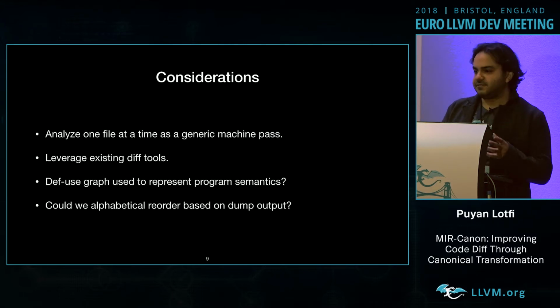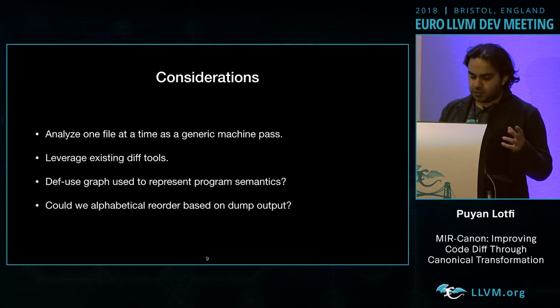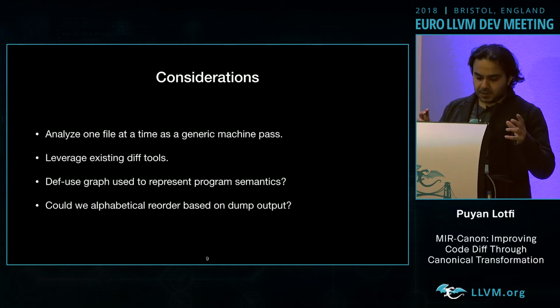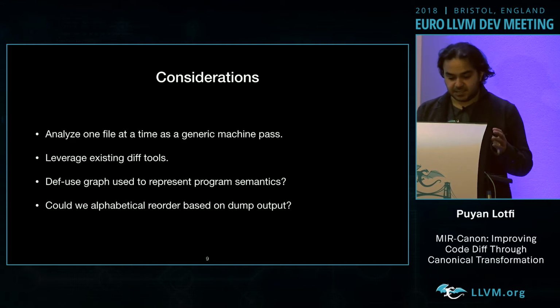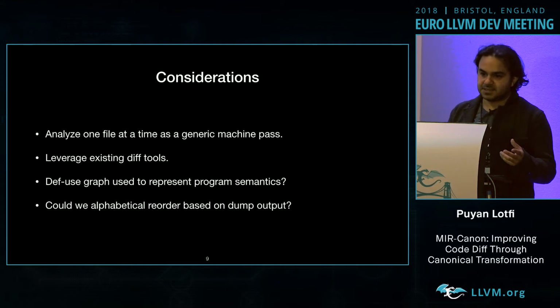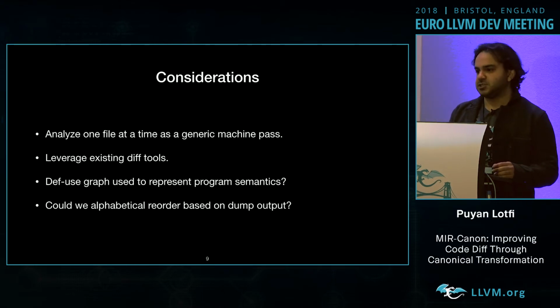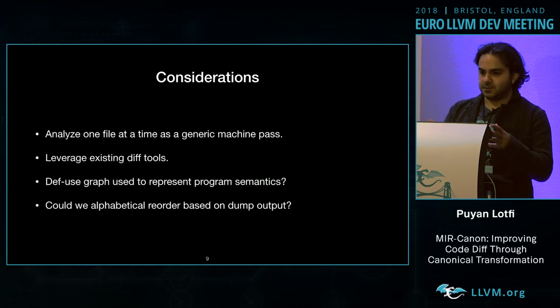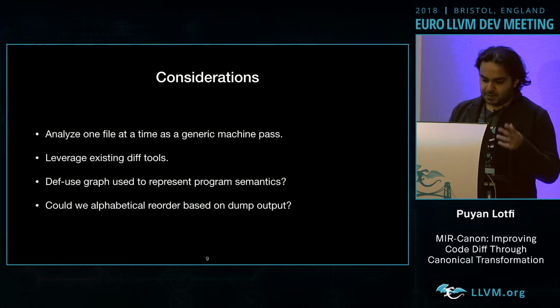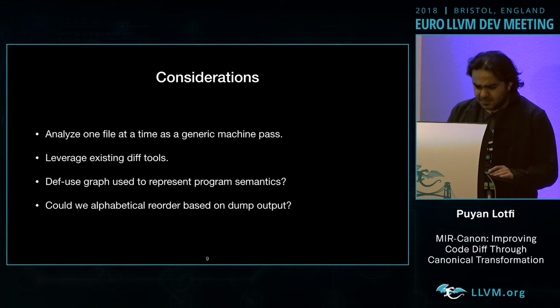And some other ideas that we considered were, can we use the def-use graph as a way to basically arrive at a canonical transformation while still adhering to proper semantics? And lastly, are there situations where we could sort chunks or groups of instructions alphabetically so that we have a diff that lines up more nicely because things are sorted alphabetically on both sides?